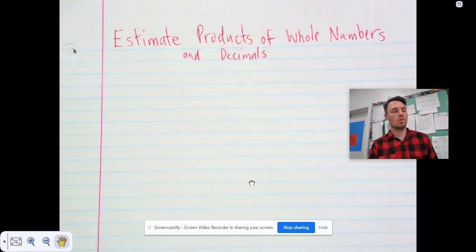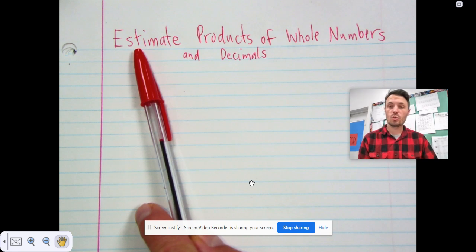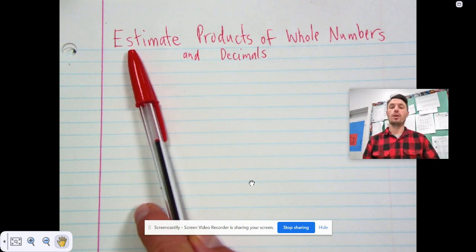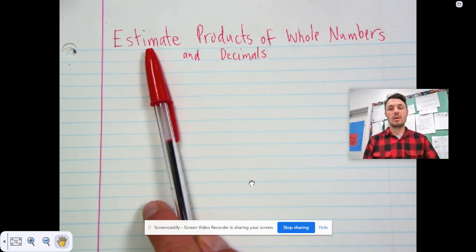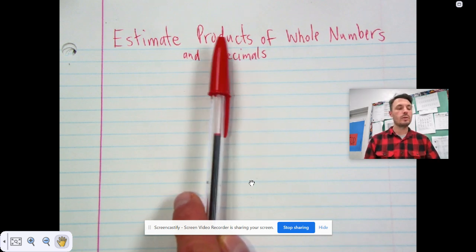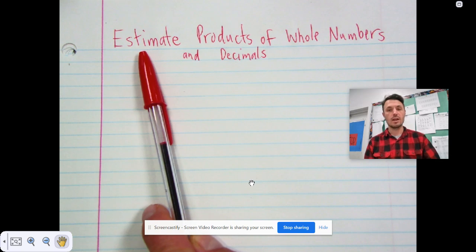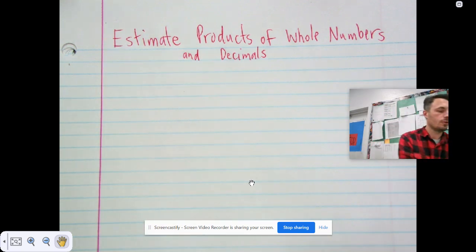Okay, so when we're estimating, we already know we're not finding exact answers. We are finding answers that are around the exact answer. So anytime you see the word estimate, you know you need to round. A product we know is the answer to a multiplication problem. And so today we'll be multiplying whole numbers by decimals, but we're not going to find exact answers. We're going to find estimates. So we're going to need to round.